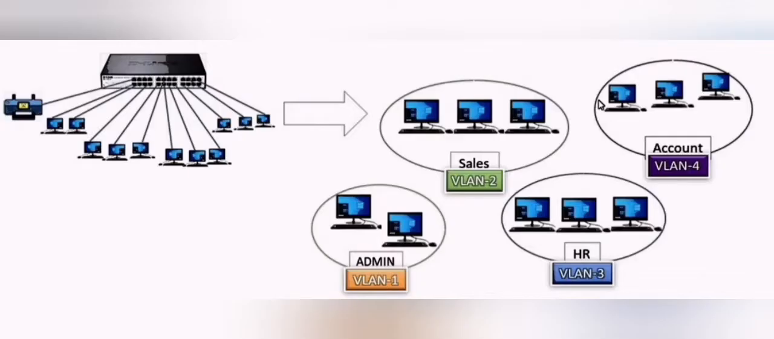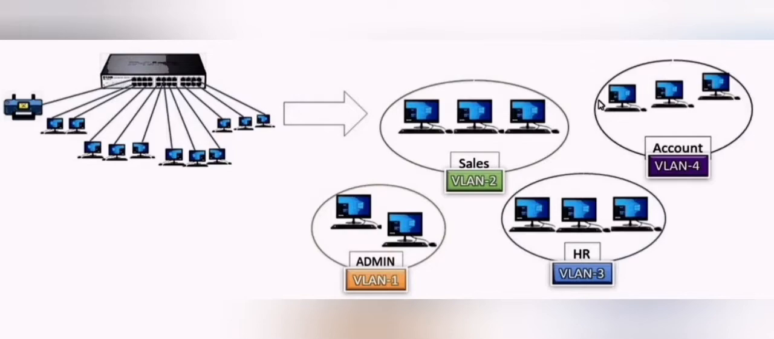VLANs, or Virtual Local Area Networks, are configured to separate workstations from each other as if they are connected to different regular switches. As you may see in the image, each department is on its own VLAN as if they are separated from one another. Each group is separated from the other group, and the groups of different VLANs can't communicate with each other directly.